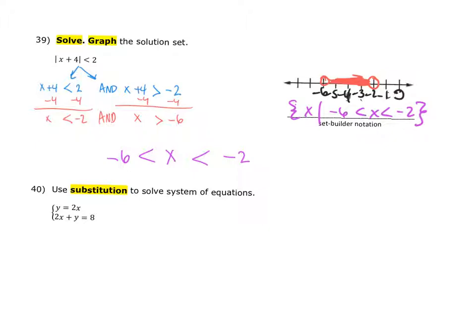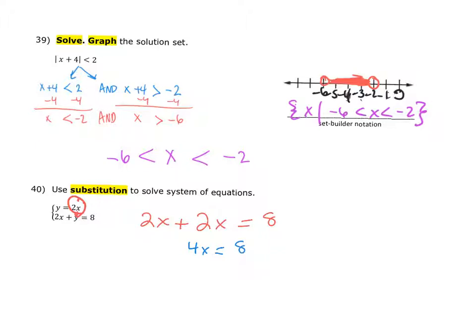Okay, substitution and elimination. The word substitution means to plug in for another. They're telling me that y is equal to 2x. So literally what I'm going to do is take that 2x and put it in for the y in the other equation, because that's what substitution means. That means my two-variable equation of 2x plus y equals 8 is now 2x plus 2x equals 8.